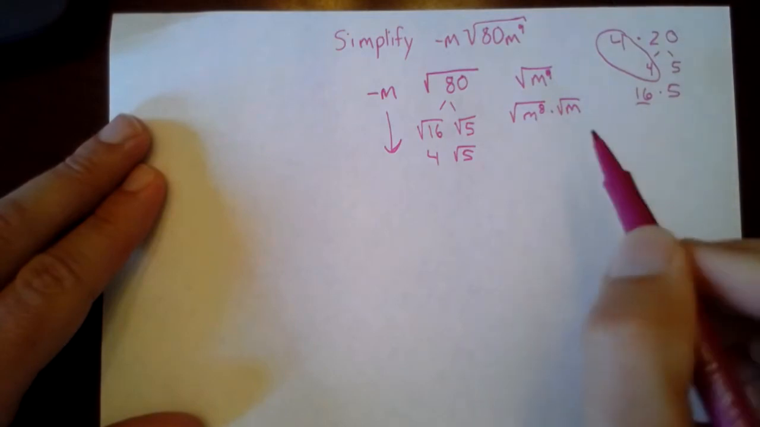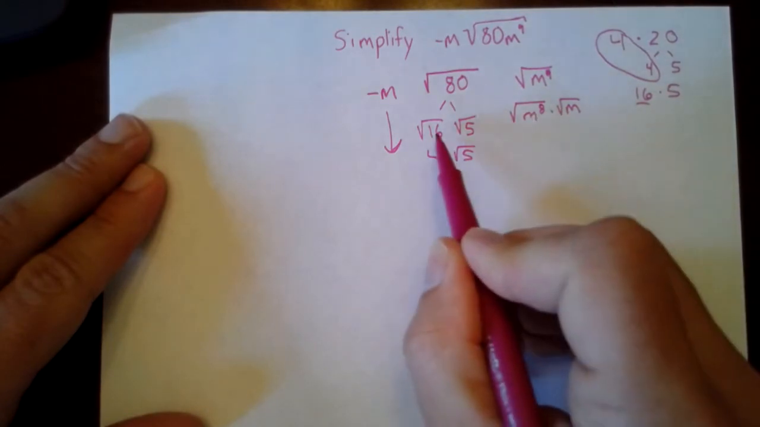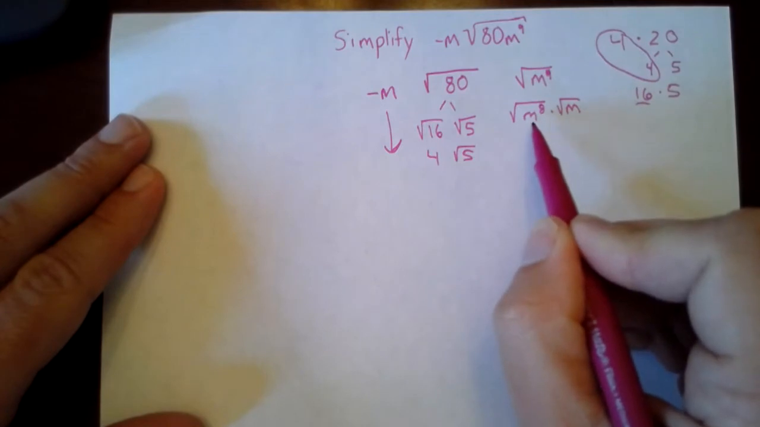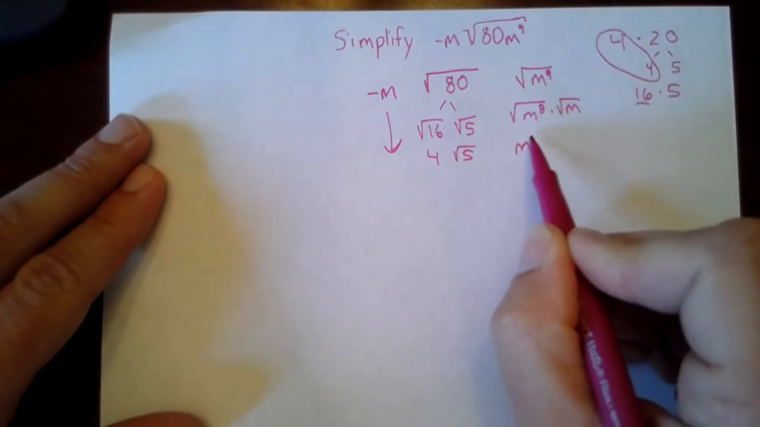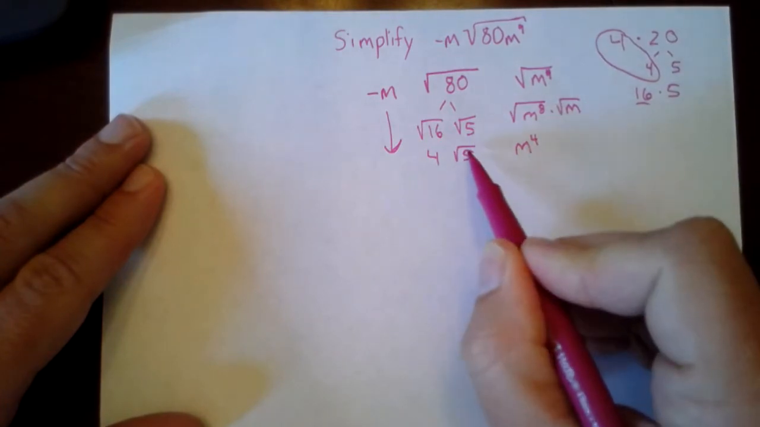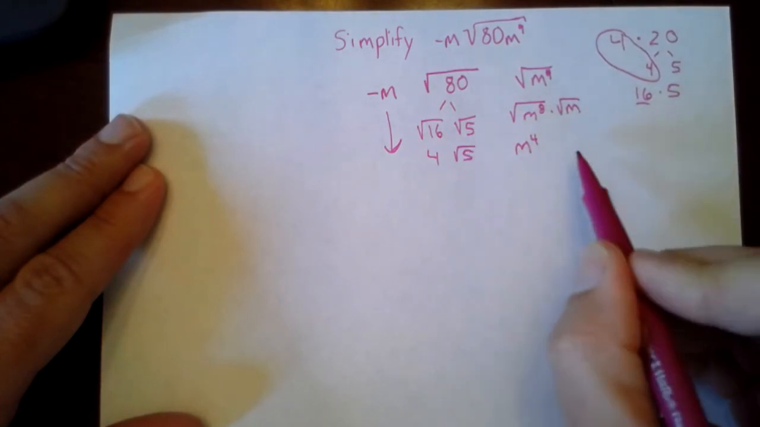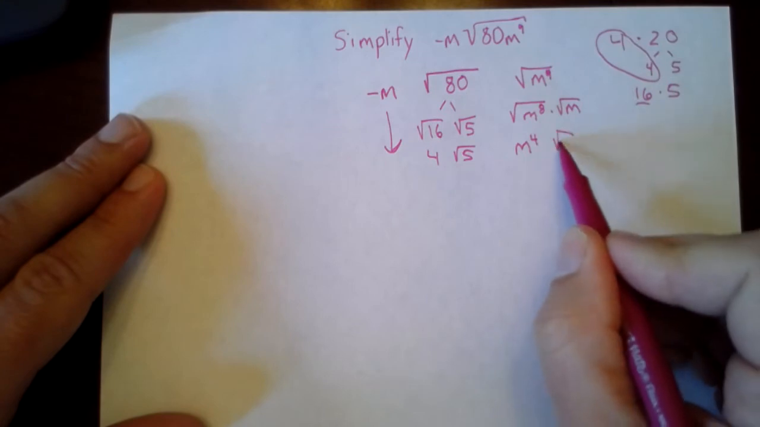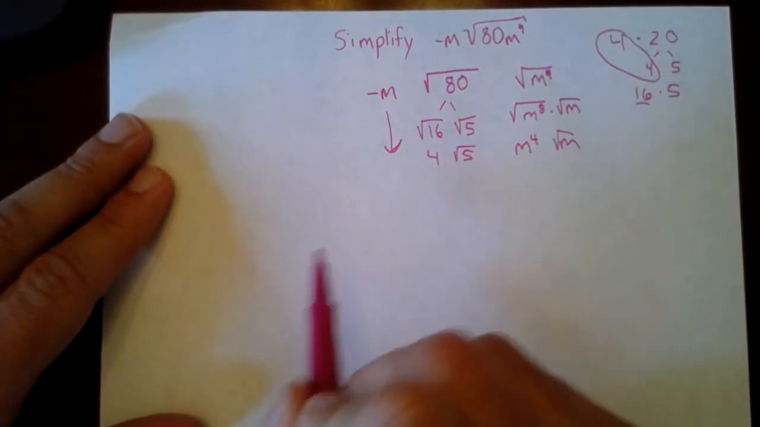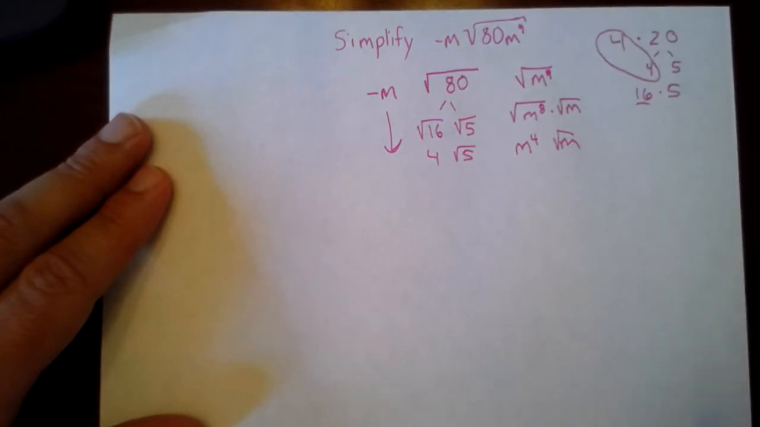I know it's kind of getting long, but picture this. This is the same step of doing root 16 is the same as 4. Root m to the eighth is just going to be m to the fourth. Root m, I just dropped down, like my root 5. That was not a perfect square. Neither is root m. So I have root m. So now I have all my pieces. Now I just have to put it together.